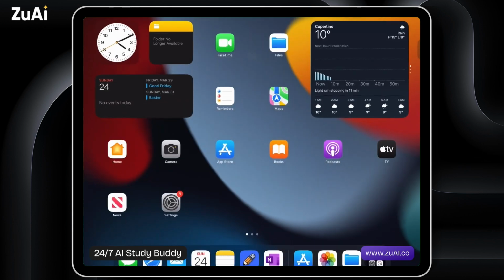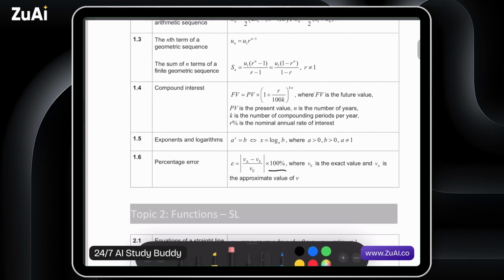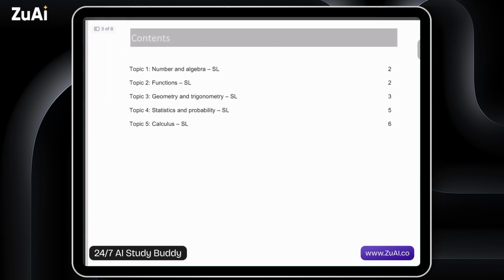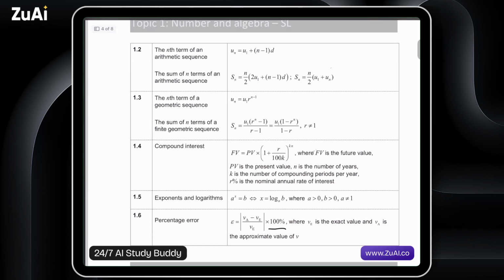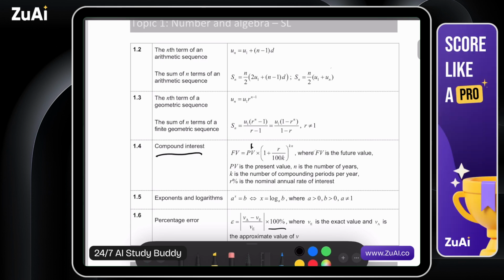So let's go to the formula booklet and let's look at compound interest. So if there's no constant payments being made, we can just use our compound interest formula. And here it is. This is our compound interest formula. Final value is equal to present value times 1 plus R, our interest rate, K, number of compounding periods per year, and N, the total number of years we have this investment in a bank.